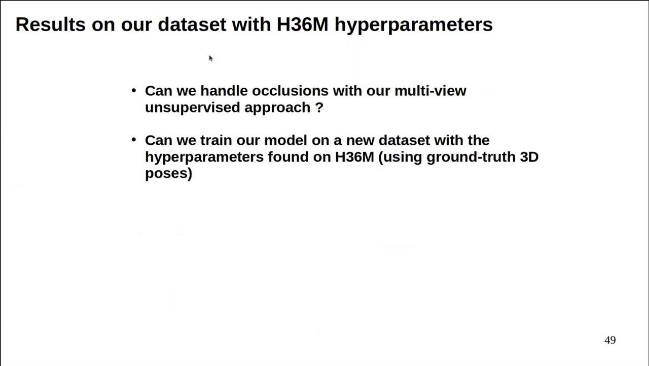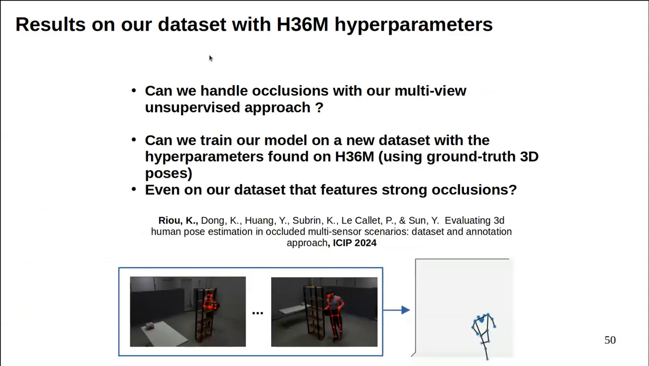So the question is, can our architecture actually handle occlusions? But also, can we train our model on a new dataset with the hyperparameters that we found on the H36M dataset? So we have actually collected a dataset during this PhD, and we also proposed an annotation tool for this dataset that we published in ICIP 2024. And this dataset is well suited to answer these two questions, because it is also a multi-view 3D human pose estimation dataset, but it also contains occlusions.